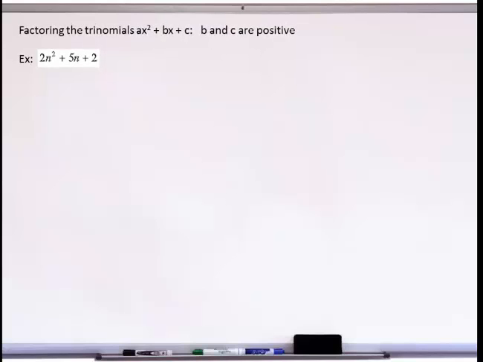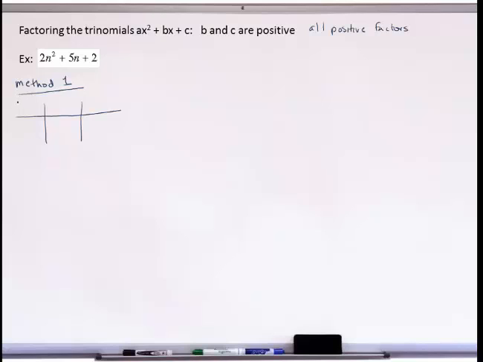Okay, so just as we had before, we can have a situation where both B and C are positive. This means we're going to have all positive factors. So our method 1 is going to be a factor sum table. And again, this is a modified factor sum table. So instead of having 2 columns, we're having 3.